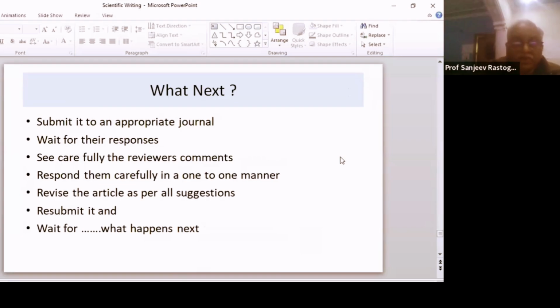But next, we need to submit it to some appropriate journal. We need to wait for the responses which we are going to get from the journal. If we are lucky enough, and if our manuscript passes through the initial editorial check and is sent for peer review, you might receive the reviewers' comments. Finally, you need to see very carefully what the reviewers are saying. You need to respond to all these comments very carefully, in a one-to-one, point-to-point manner.